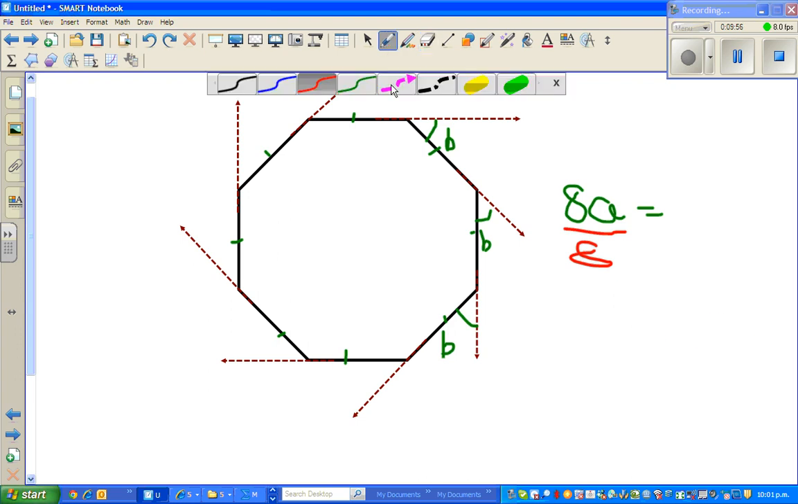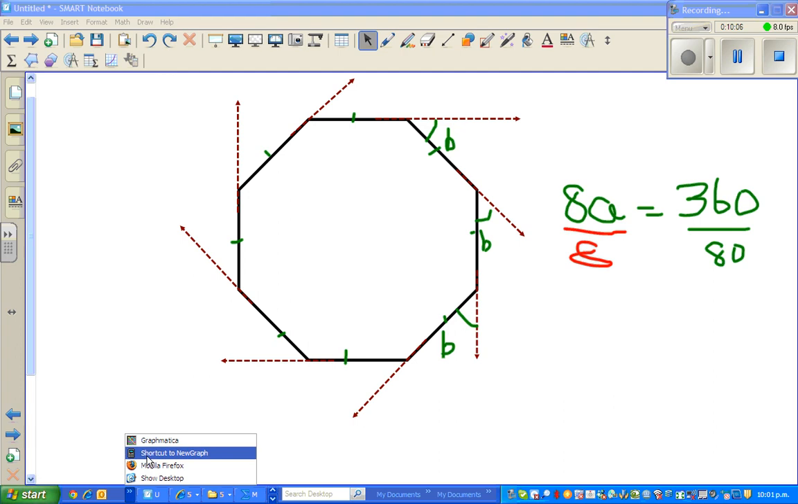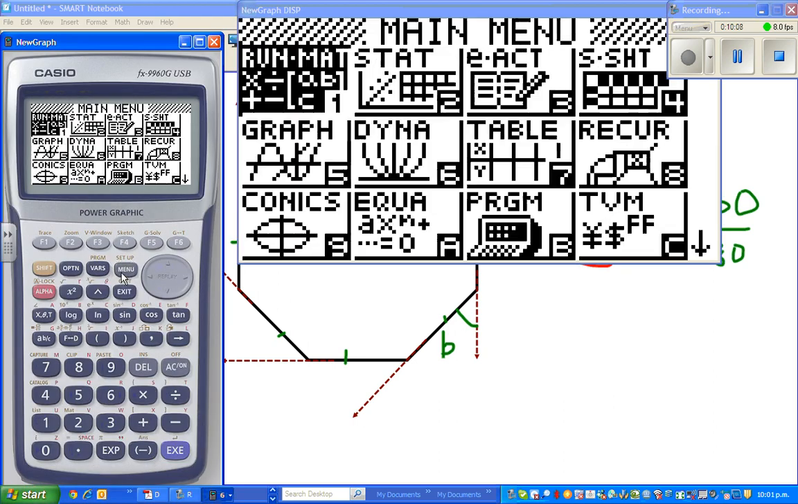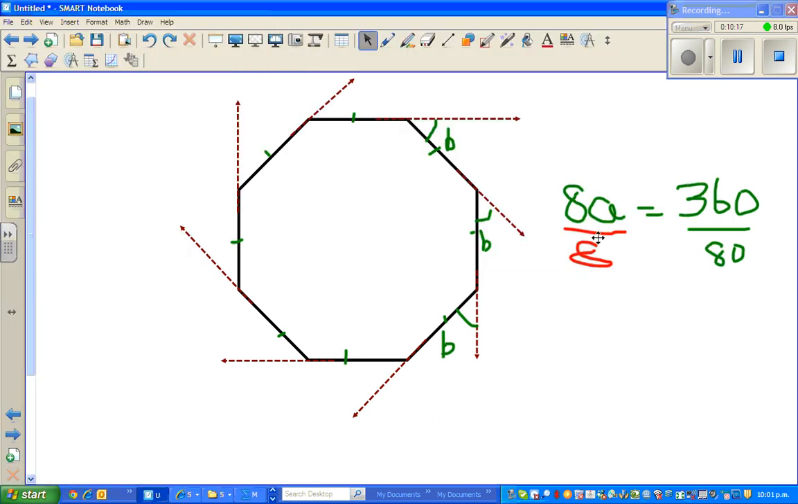So this is 360 divided by 8. Let me use a calculator. So 360 divided by 8, I should do that without the calculator, but I'm a bit lazy. So 360 divided by 8 is equal to 45. So this is 45. So B is 45.